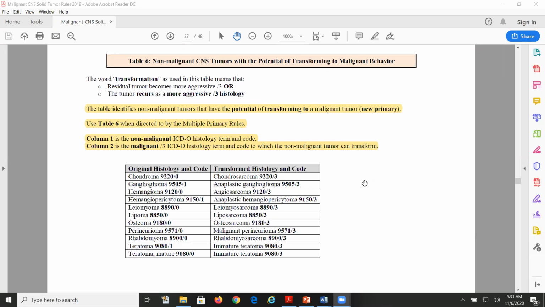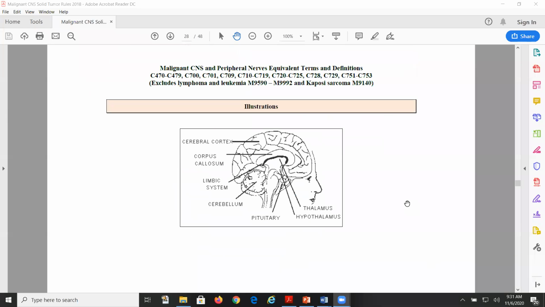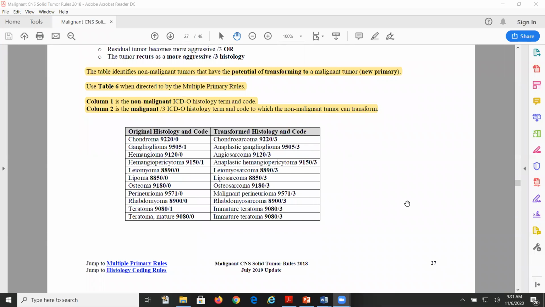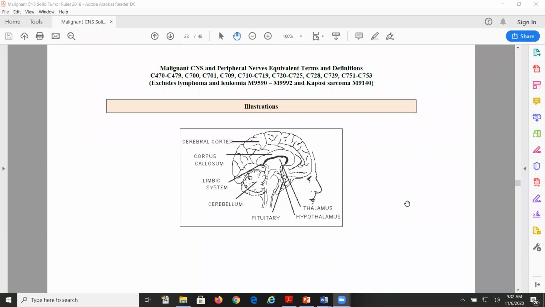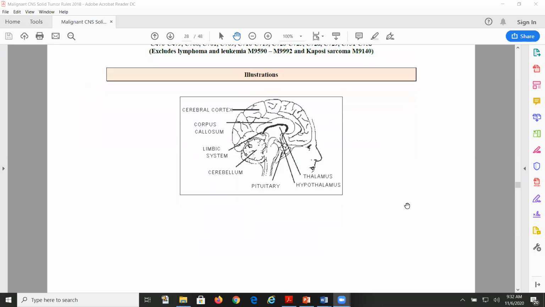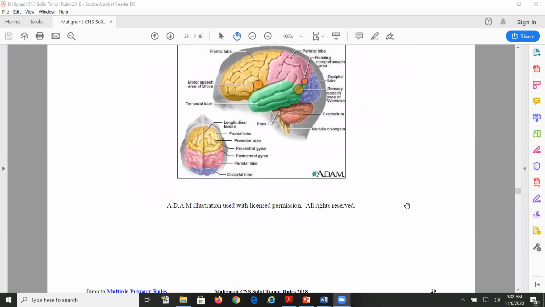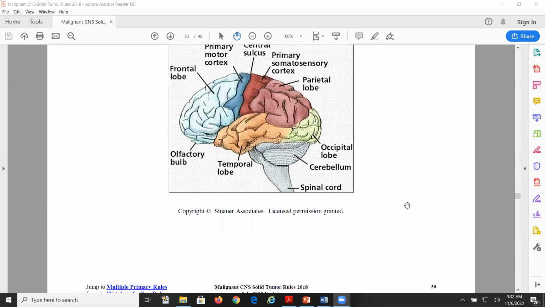However, if it has been quite a large amount of time that has progressed for this transformation, I think you should submit a question to Ask a SEER Registrar to help you make the accurate decision as to whether or not you have a new primary, because there's always going to be some exceptions to the rules, and that's what Ask a SEER Registrar is for. So here we have our diagrams of the brain and central nervous system, as well as the spinal cord, and you can review those on your own.